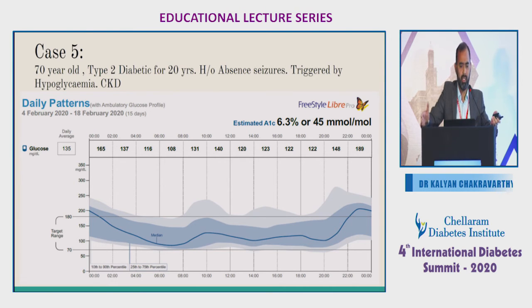So this was a 70-year-old gentleman I saw. He was diabetic for 20 years. He had a history of absence seizures, some of which were triggered by hypoglycemia, and he also had CKD. So I put a glucose sensor on him. He was just on a small dose of gliclazide and a small dose of linagliptin, and I monitored him.